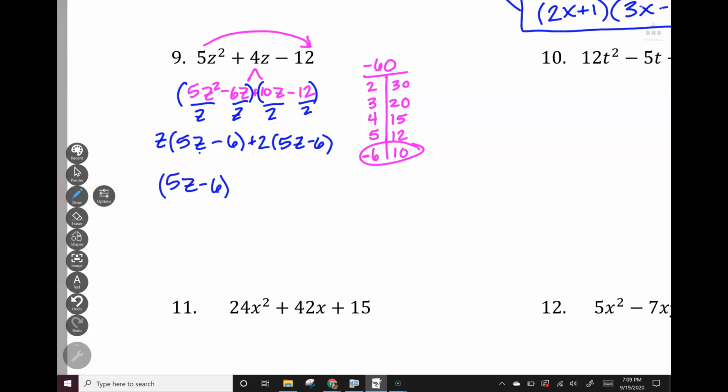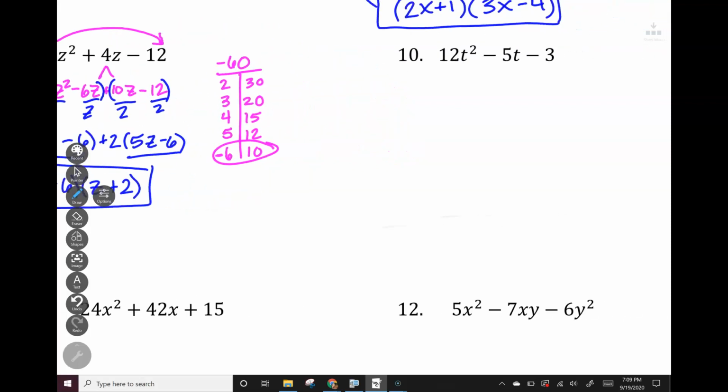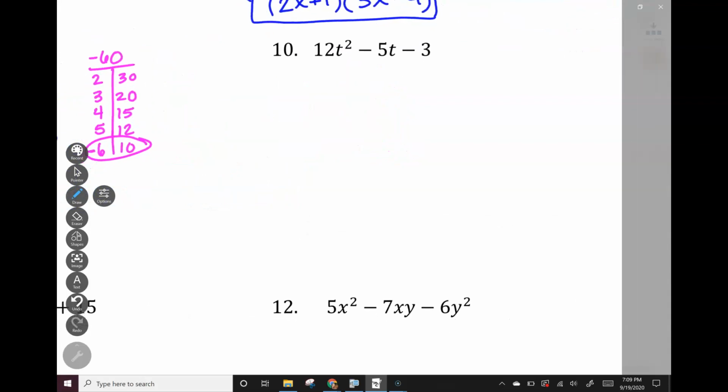So just as a note here, if these two don't match, either you did something wrong or you need to rearrange the terms. So rearrange the two middle terms. That shouldn't happen here, but you probably messed up if these two don't match. All right. Not too bad. Number 10.